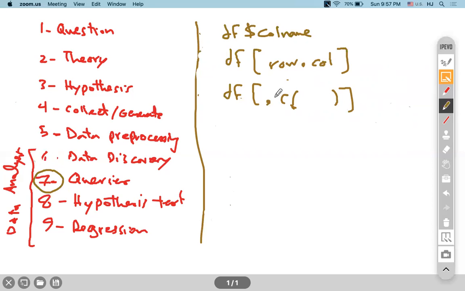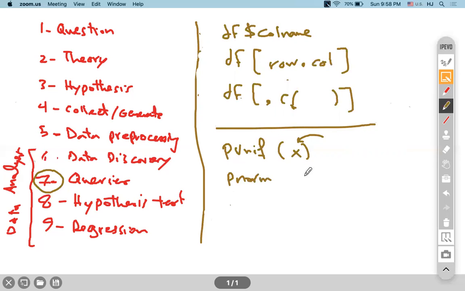Now, sometimes when we do these queries, we don't have the data and we have just data which is generated from a population. If the data about the sample does not exist, and we have just generated some data from a certain population, then you can use some other methods. If your data follows, let's say, a uniform distribution, you can use punif to get the probability of getting a value less than x. You can use pnorm as well to calculate the area under the curve, and that will return the probability of getting a value less than x from this distribution which you generated.